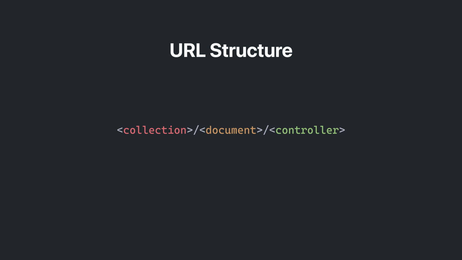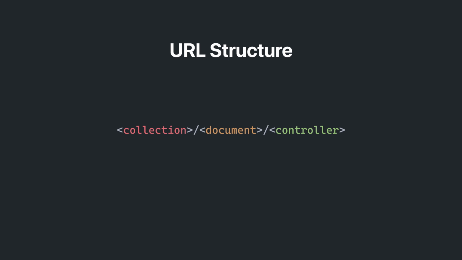Now we know the 4 types of resources, and we can formalize a good URL structure. It should follow the following design: a collection, followed by a document, and lastly, a controller. If there is a store resource type, it can usually replace any collection in this URL template.